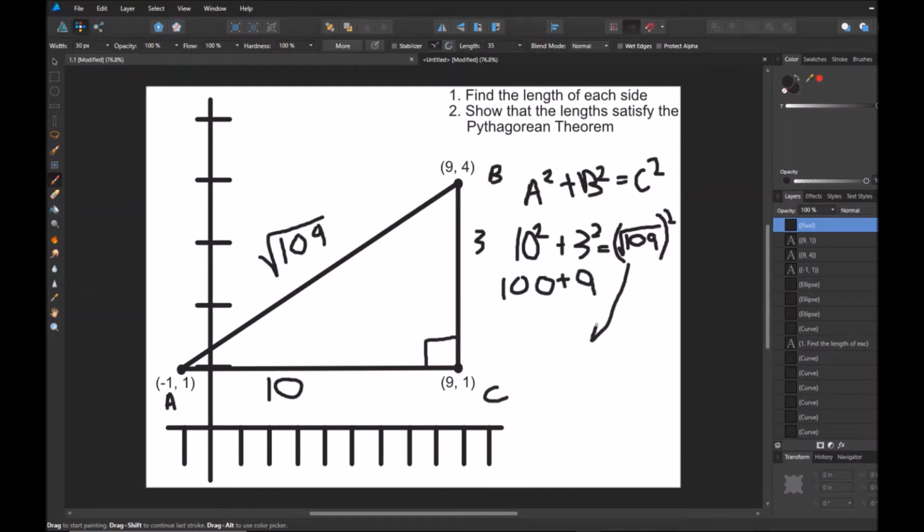And then just think about this here. So we have 109. This is basically saying the square root of 109 times the square root of 109. So if we multiply these together, what we'll end up having is the square root of 109 squared. I don't know what 109 squared is. We can do it real quick. So it's 11,881.